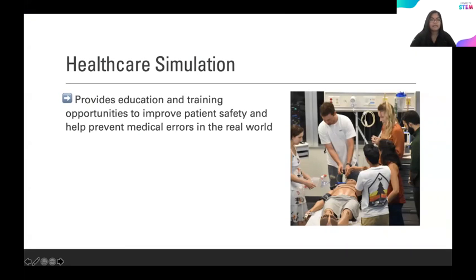Before anything else, I'd like to briefly discuss what healthcare simulation is. It provides education and training opportunities to improve patient safety and help prevent medical errors in the real world. So for example, if I was a patient, I'd definitely be more comfortable knowing that before someone gives me a shot or takes my blood or does any other procedures, that they've had some practice beforehand. And here at ASTEC, that's exactly what they get to do. Practice without worrying about making mistakes so they can focus on learning and getting good at what they need to do in an actual clinical setting.